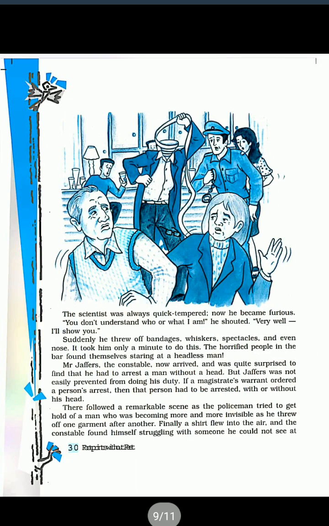Suddenly, he threw away all bandages, whiskers, spectacles, and even nose. The horrified men in the bar were staring at a headless man. The police constable who had been informed arrived now. He was totally surprised to find that he was to arrest a man without a head. There followed a wonderful scene. The scientist, Griffin, started throwing his clothes one by one. He was becoming more and more invisible and he threw off one garment after another. Finally, the man became invisible.